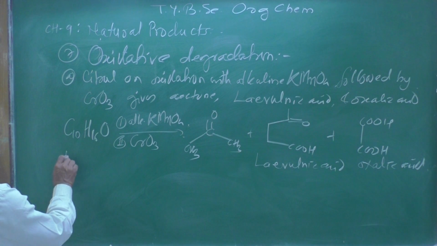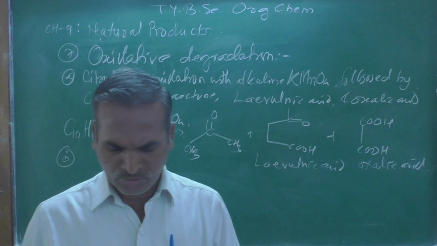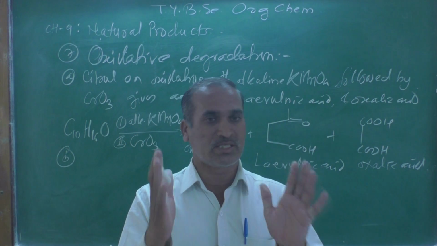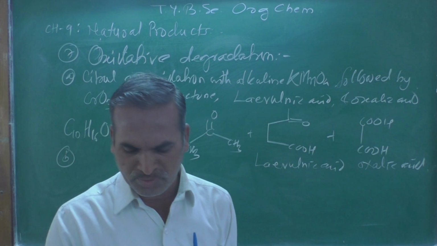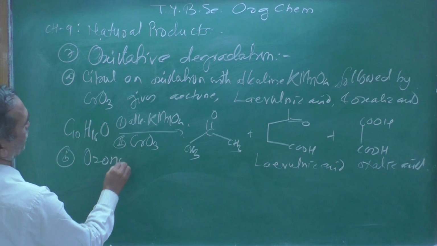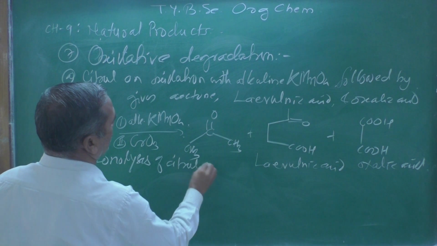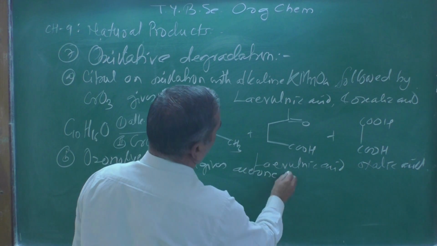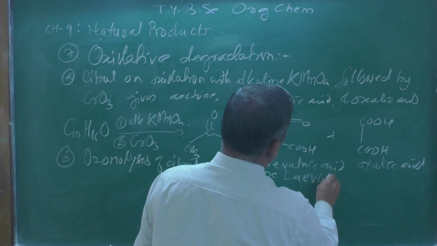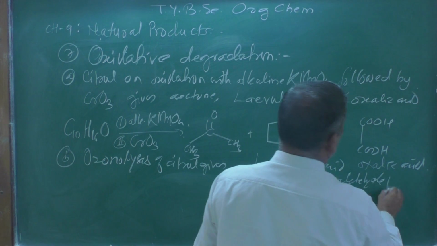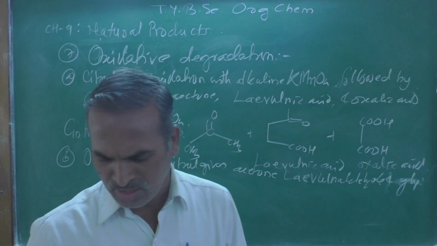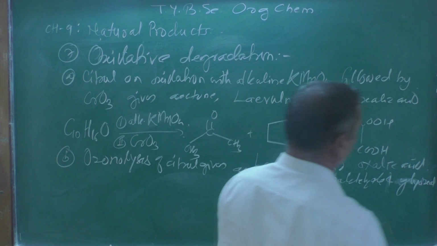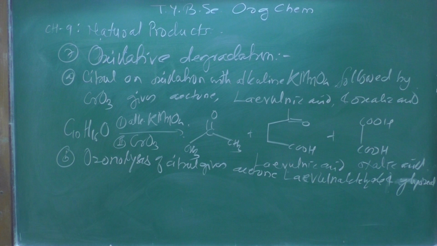Now the second point is ozonolysis. As we know, ozonolysis is a process of breaking down carbon-carbon double bonds, and we get the formation of products. Ozonolysis of citral gives acetone, levulinaldehyde and glyoxal. Glyoxal. These are the products obtained when you carry out the reaction of ozonolysis.